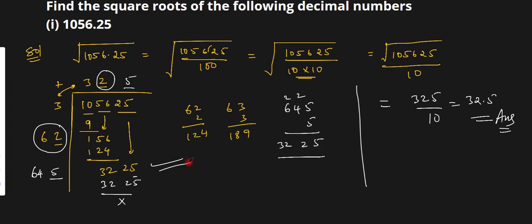If you are not comfortable with the long division method, you can also go for the prime factorization method, but it will be very long. Prime factorization method for a 6-digit number will be very long and very hectic. So there may be chances that you will make some mistake while solving with the prime factorization method.